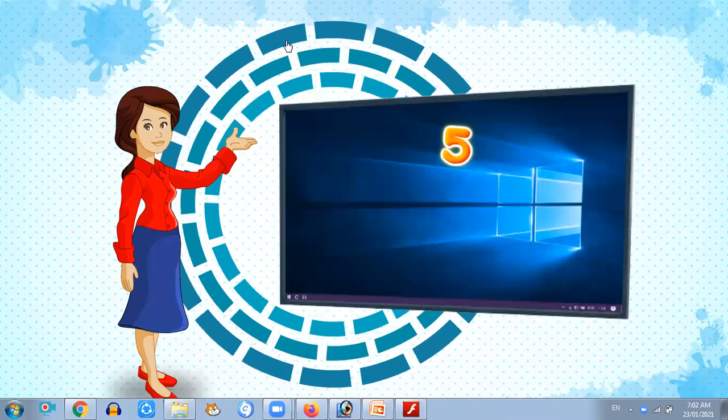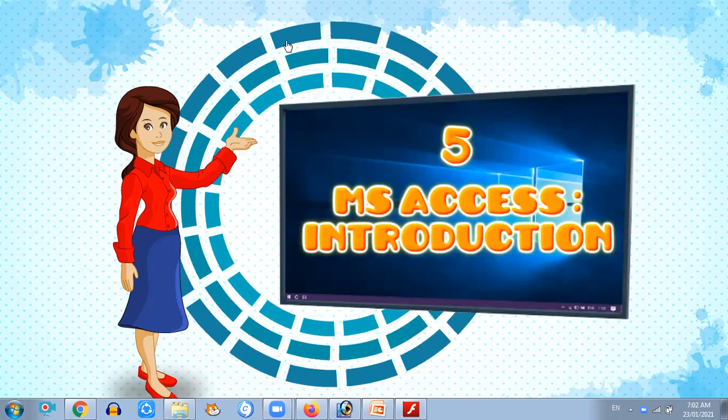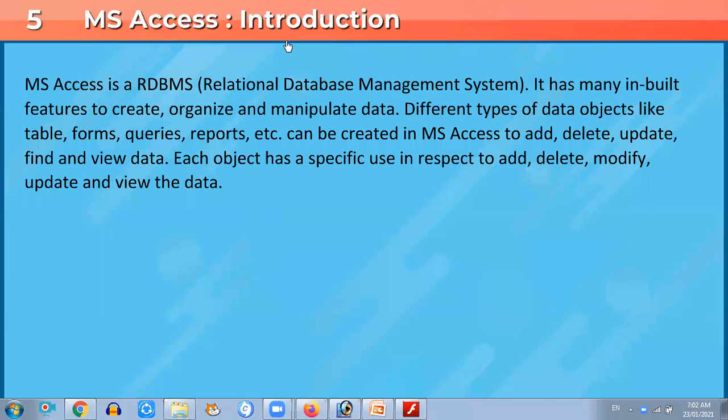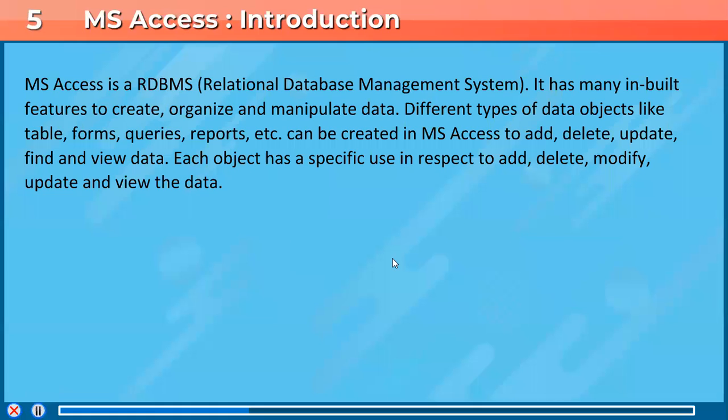Chapter 5 MS Access Introduction. MS Access is a RDBMS relational database management system. It has many inbuilt features to create, organize, and manipulate data. Different types of data objects like table, forms, queries, reports, etc. can be created in MS Access to add, delete, update, find, and view data. Each object has a specific use in respect to add, delete, modify, update, and view the data.